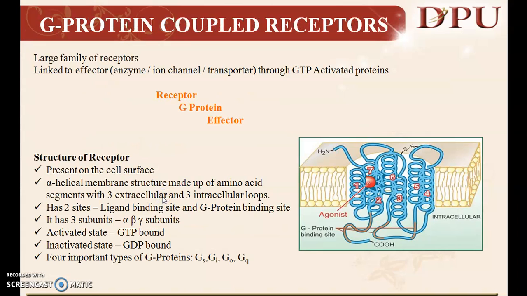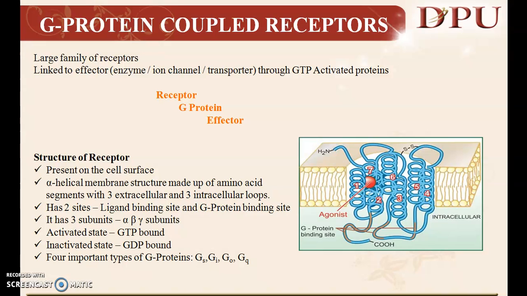So what is a G protein coupled receptor? First we'll study about its structure. It is a transmembrane receptor which is present on the cell surface or cell membrane, and it has two sites. One is the ligand binding site, which is present on the extracellular side, and the other is the G protein binding site, which is present intracellularly, that is inside the cell. So inside the cell, this receptor is bound to a G protein. That's why the name G protein coupled receptor.